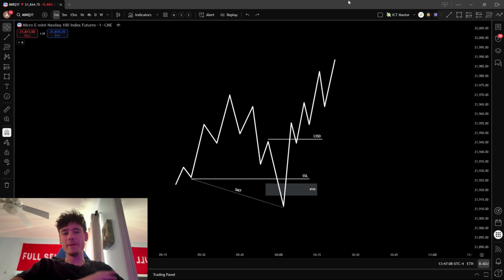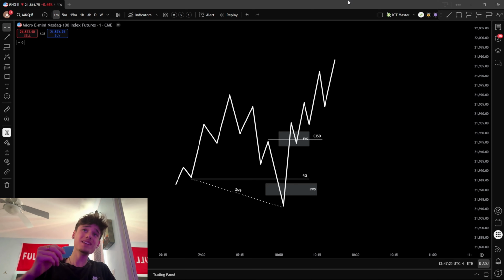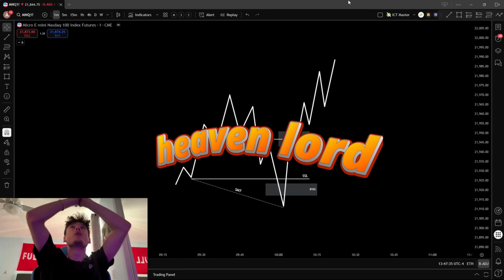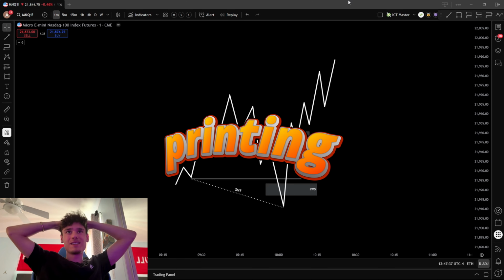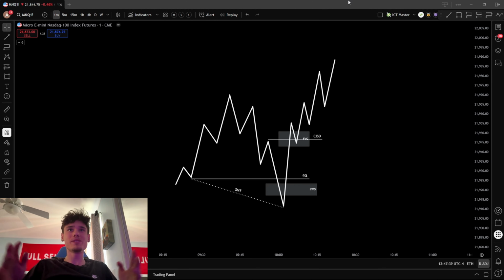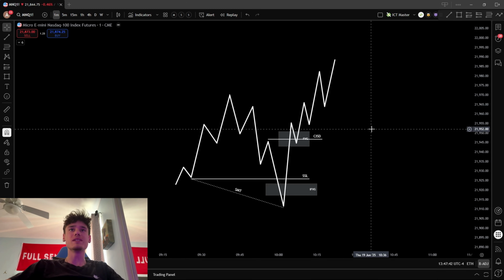But if you want a bit of extra confidence, which is not a problem at all, you can wait for a fair value gap, if there is one, to get retapped into that change of state. The second you get that, you know automatically that your trade is going to play out, especially if you have an inversion fair value gap, change of state, and a retest to a fair value gap. Oh my heaven lord, you are printing. You are going to print. It's as simple as that. There's literally nothing more you can say.